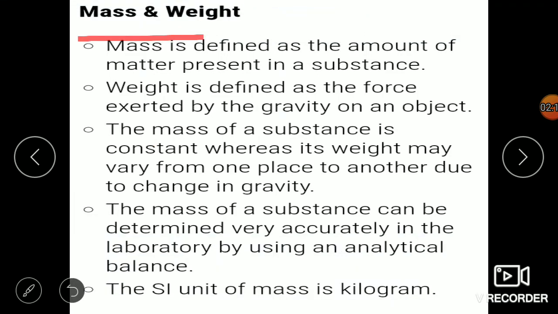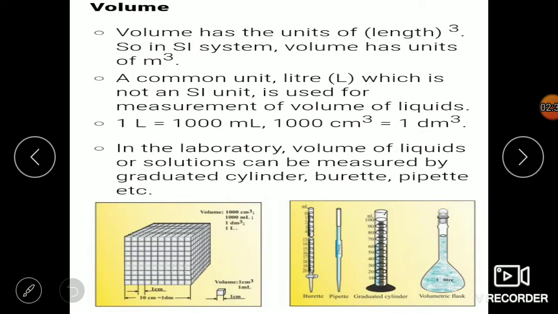Next, the mass of a substance can be determined very accurately in the laboratory by using an analytical balance. The SI unit of mass is kilogram. Mass has the unit kilogram.